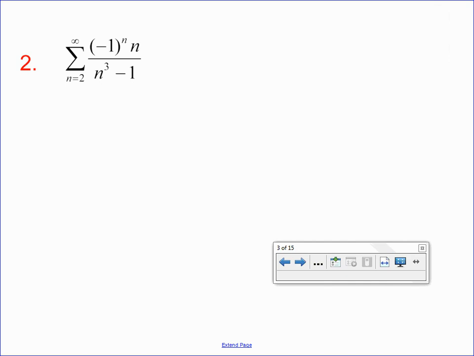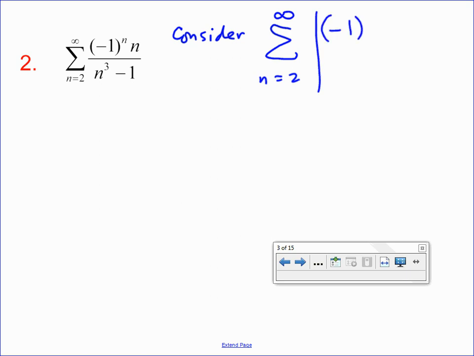First, we'll consider the absolute value of my original. So we'll consider the absolute value of the original.